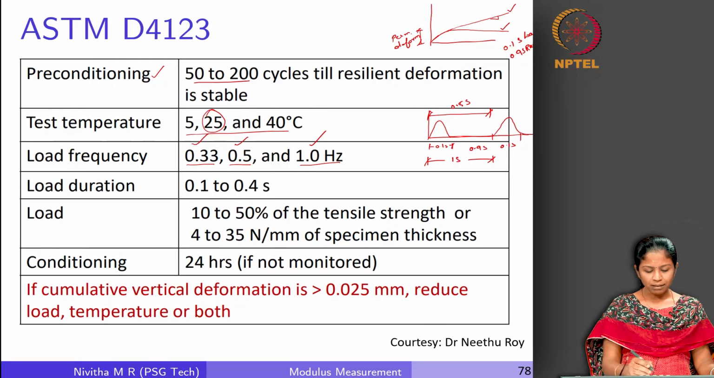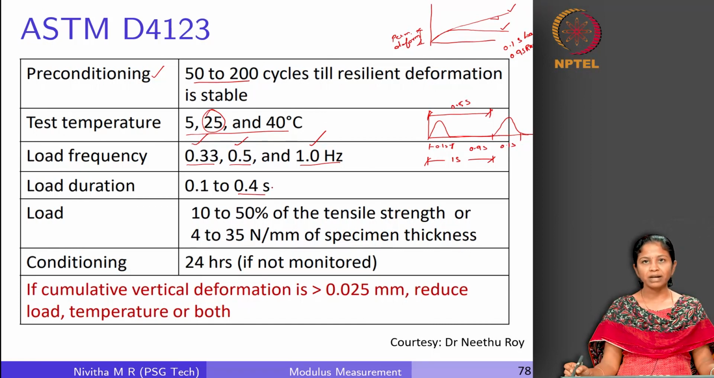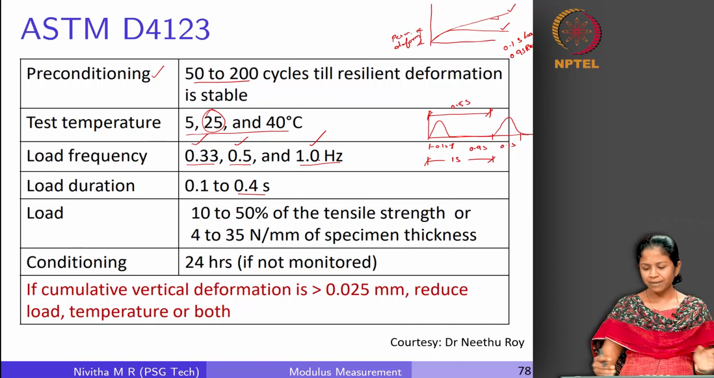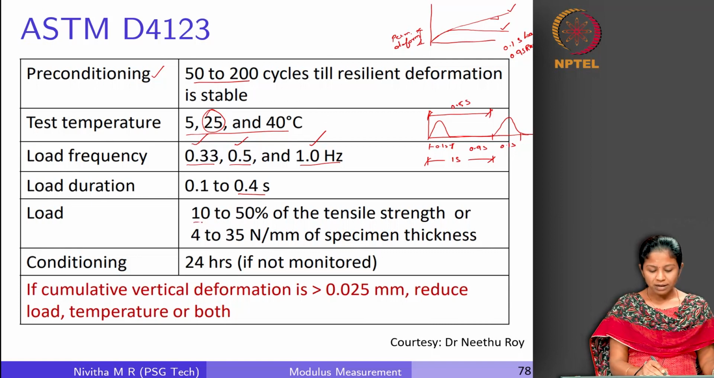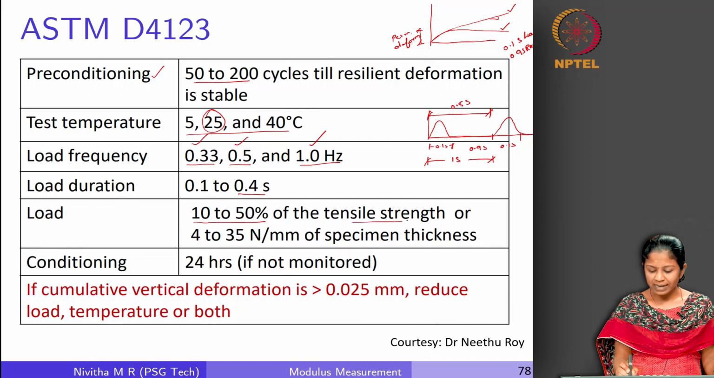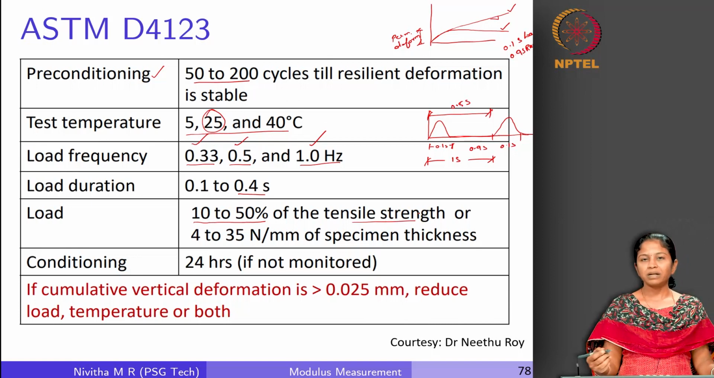Then this load duration, we typically use 0.1 second loading, but we can have up to 0.4 second loading also, right. So, we can have a larger cycle time in this case when we have 0.4 second loading, and we can have an appropriate recovery period also. What is the load that is to be used for this testing, right. So, the load is 10 to 50% of the tensile strength. We are expected to do an indirect tension test on this material.